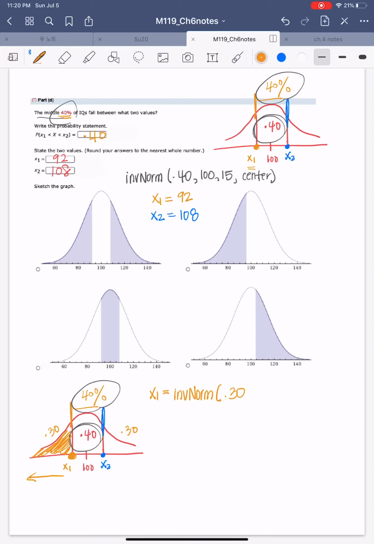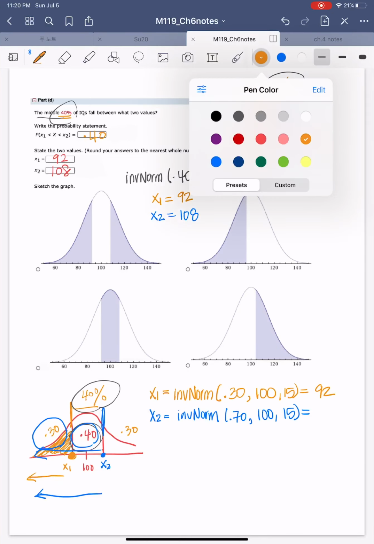So you're going to put that. And then you're going to put 100. That doesn't change. And 15. And you will get 92. x2, what about x2? Same thing. Inverse norm. Now you're looking at the blue part, so from here to here. That means I have to combine this and this, because that will represent the whole left. So that will be 0.70, 100, 15. So I should have this one 92, and I should have this one 108.